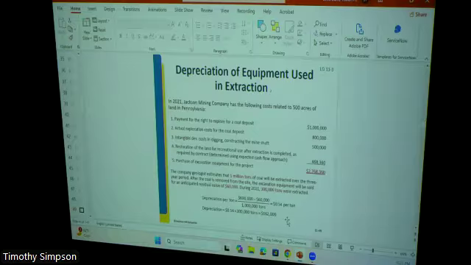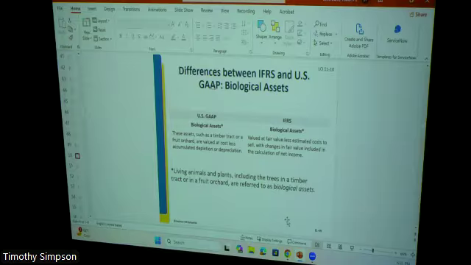Okay, all right, so we talk about international versus GAAP standards. We need to talk about biological assets. This is one that I think a lot of people don't think about when we think about accounting for assets.